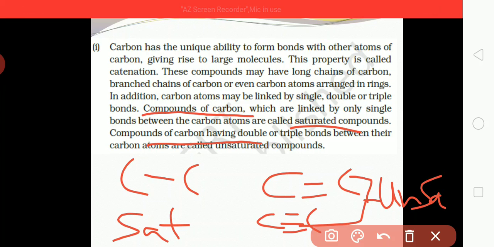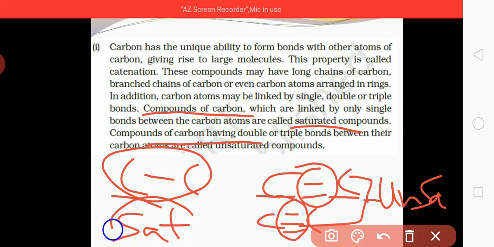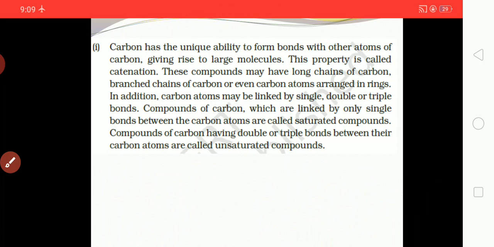Unsaturated. Okay, here you can see that carbon and another carbon contain a double bond. Here it is a triple bond. So we say it is unsaturated, and here a single bond is there, so it is saturated. Saturated compounds are those in which carbons have a single bond between them, and unsaturated compounds are those in which carbons have double and triple bonds.